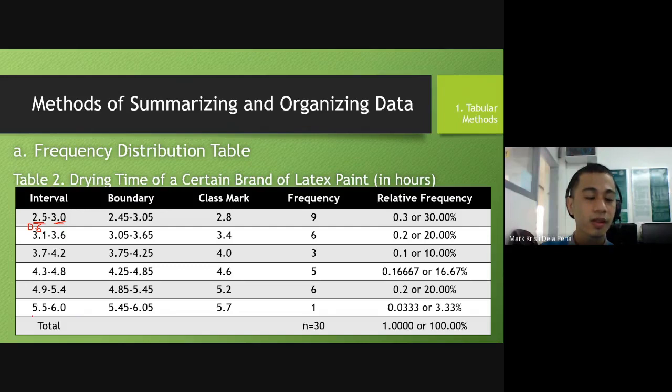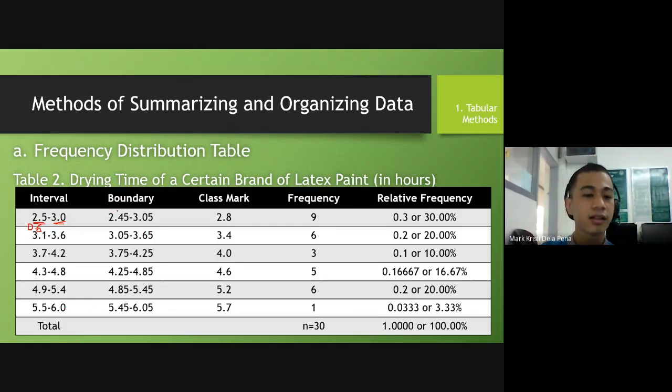Now check that your lowest value and largest value can be found within the class intervals. Our lowest value is 2.5. Our largest value is 5.6, which is found in the last class interval.